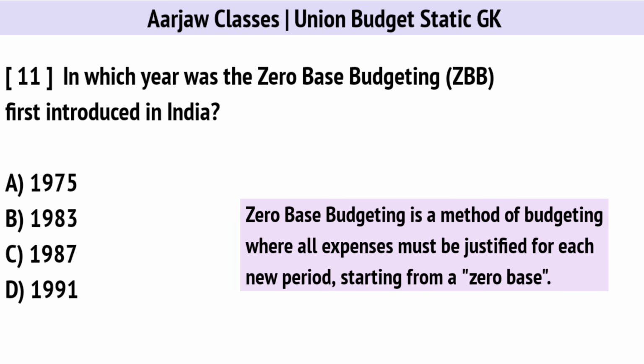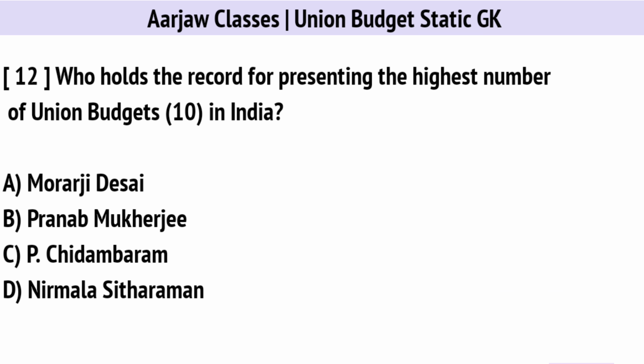In which year was the zero-based budgeting first introduced in India? Correct option is C. 1987. Who holds the record for presenting the highest number of union budgets in India? Correct option is A. Morarji Desai.